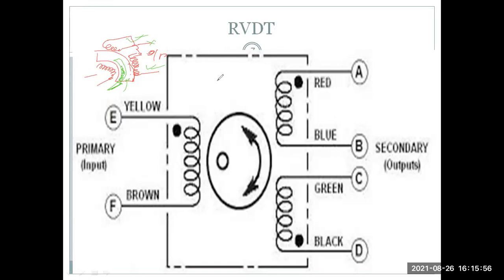So this RVDT, construction-wise, is just the same as the LVDT. The RVDT measures the rotational movement or rotational displacement, and the LVDT measures the linear displacement. This is the only difference, but the other working principles are just the same. Okay.